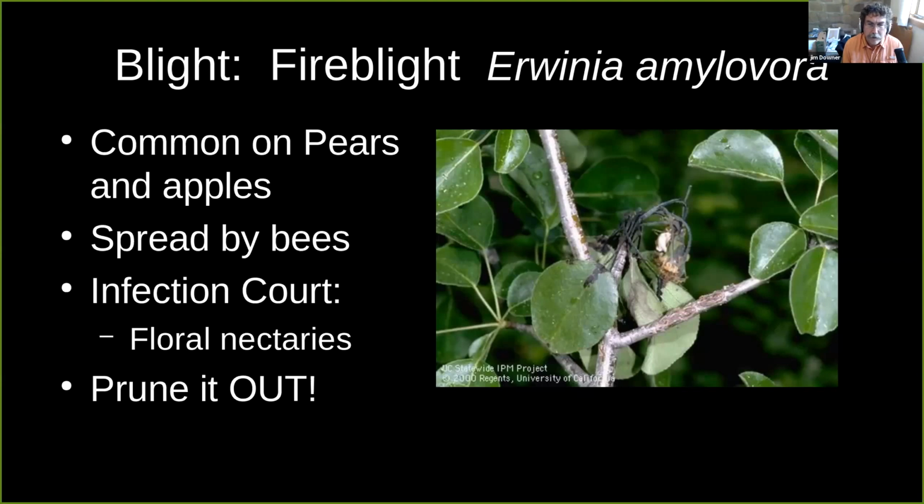Again, there's the phenotypic synchronicity. The bacterial ooze comes out of old tissues in the spring when it's warm and wet. The honeybees pick it up on their legs and they visit the flowers and they drop it on the flower. And the bacteria gets into the nectary and the first infection is in the peduncle. So here you see a bunch of blackened peduncles and moving into the leaf. And it'll move down that shoot and get into larger and larger wood unless you prune it out. So the trick on fire blight is to get rid of it as fast as you can by pruning in the springtime.